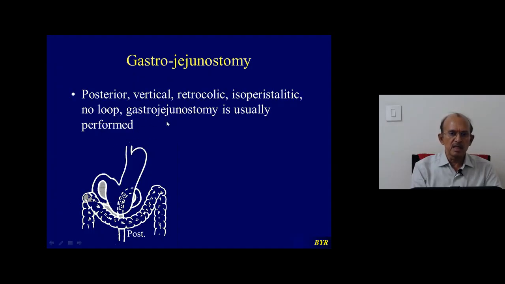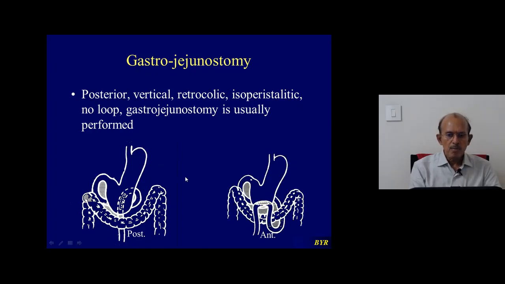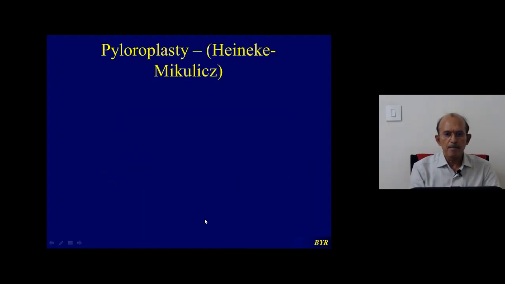So this anastomosis is described as posterior, vertical, retrocolic, isoperistaltic, no loop jejunostomy. The abbreviation for this is PV ring anastomosis. PV ring, that is how you can remember this. This is a commonly done procedure. You can also do the anterior gastrojejunostomy, but for duodenal ulcers, you don't do the anterior gastrojejunostomy. Then the pyloroplasty operation.